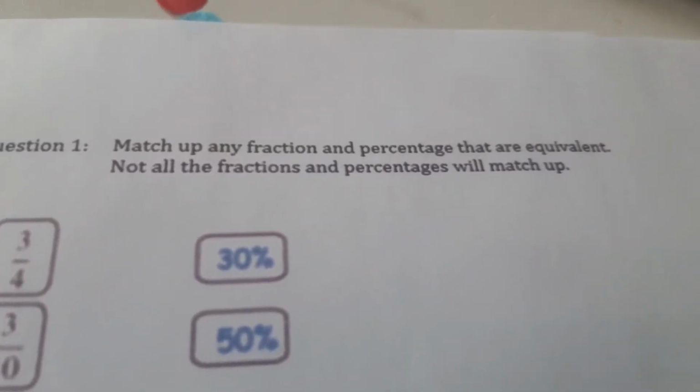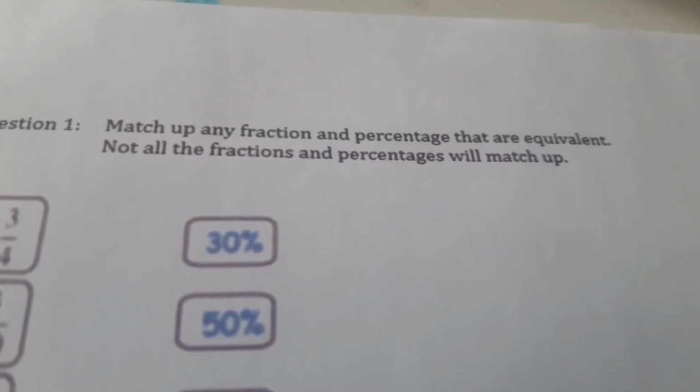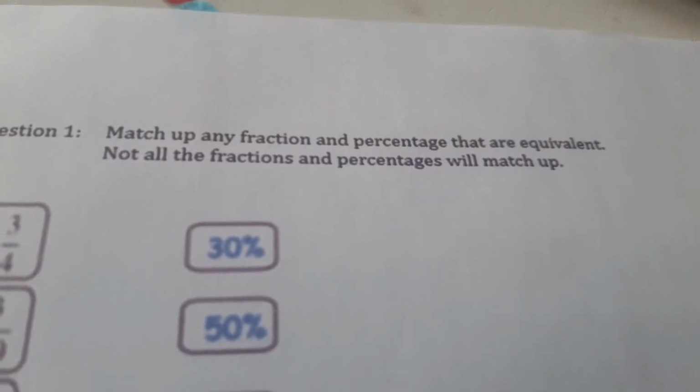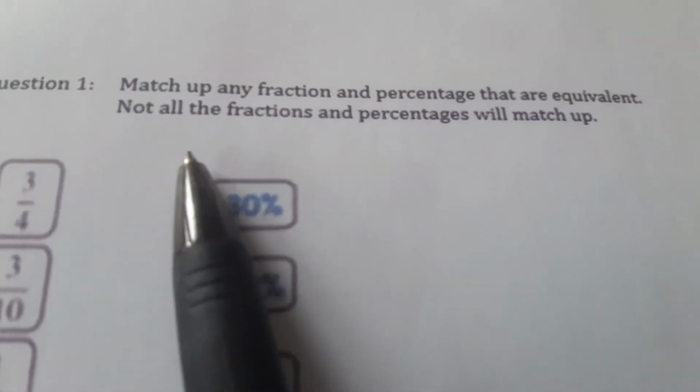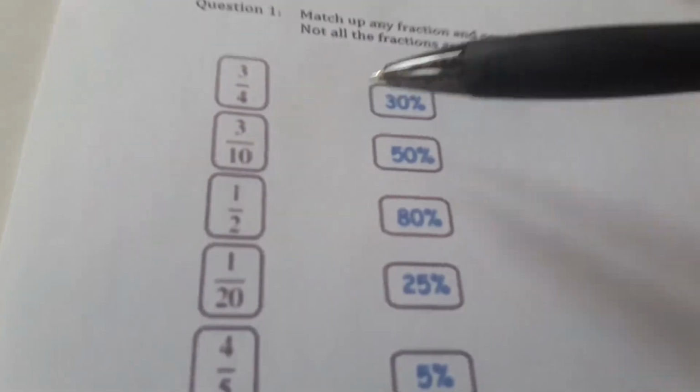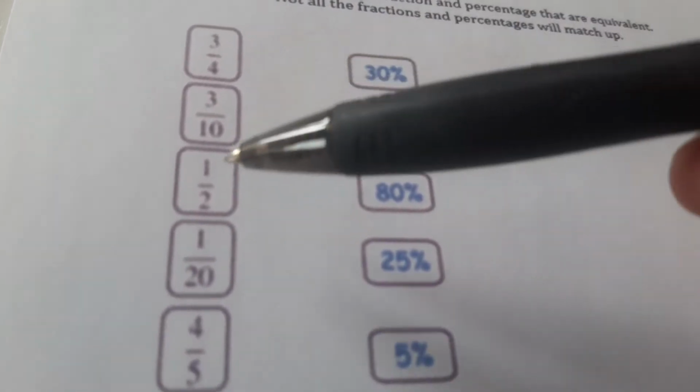So let's look at this question. Match up the fractions and percentages that are equivalent. Equivalent just means the same. Note, not all fractions and percentages will match up. So 3/4. So you may not realize, here we go. 3/4 you should really recognize as 75, and it's not there.